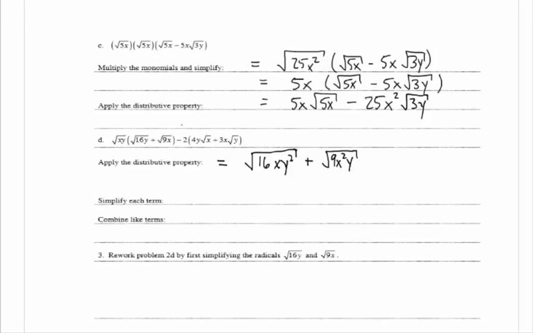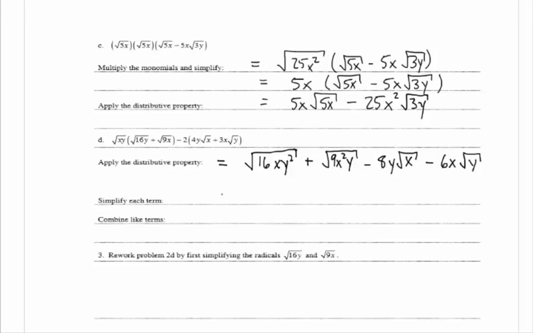Now, we have to make sure that this negative gets distributed to both of these terms as well. So we're going to multiply everything in the second set of parentheses by -2, not just 2. So we have minus 8y times the square root of x minus 6x times the square root of y.